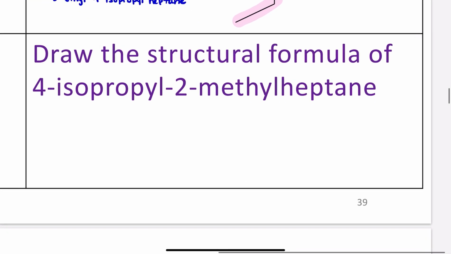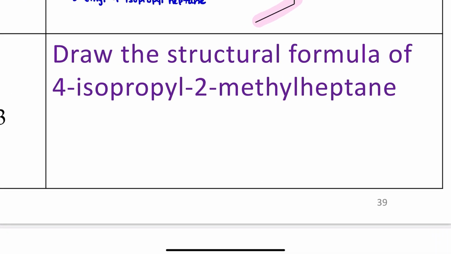Okay, now this one, draw the structural formula for 4-isopropyl 2-methylheptane. Okay, first thing I do is I look at the end of the name. And I see hept, and I'm like, cool, 7 carbon. And I see ane, and I say, oh, great, I don't have any double bonds. Triple bonds, nothing. So I'm going to draw the 7 carbon chain.